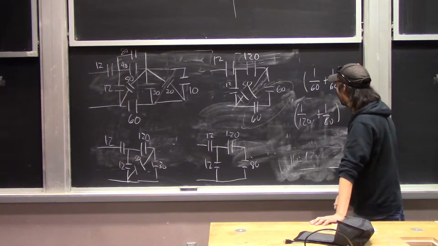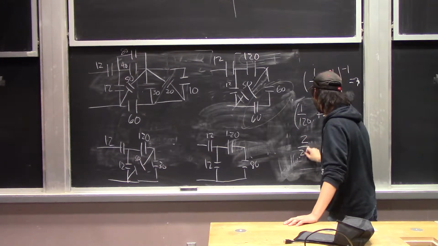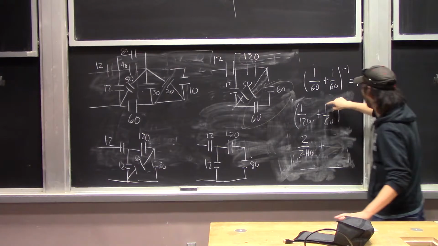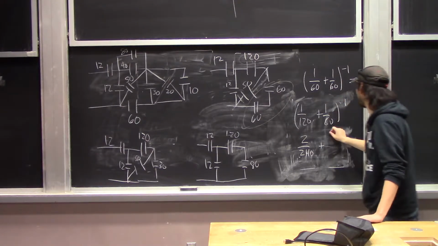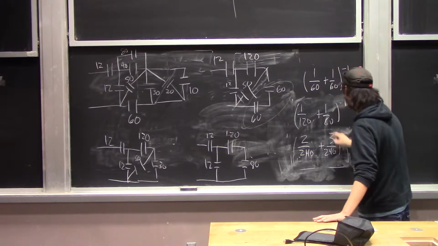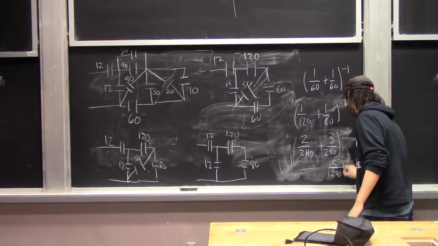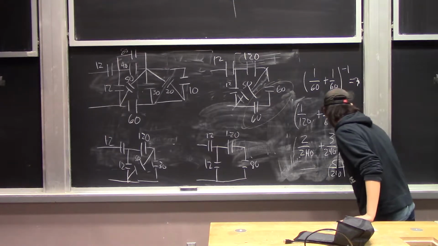So in order to do that, what we do is multiply this by 2 over 2. So this is going to be 2 over 240, plus this gets multiplied by 3 over 3. So this is going to be 3 over 240. And so when we add this together, we get 5 over 240. When we invert this, we get 48.